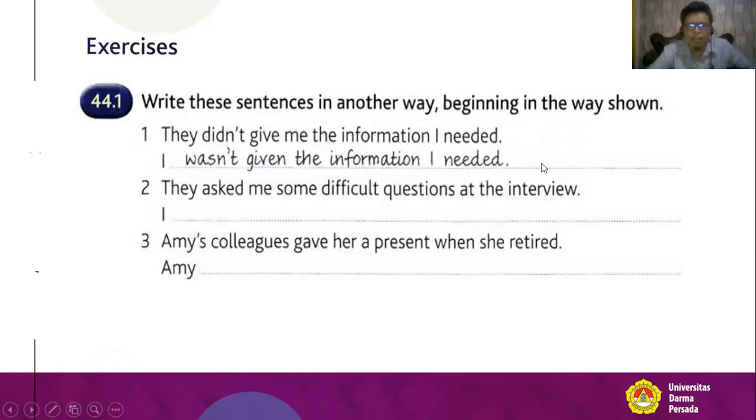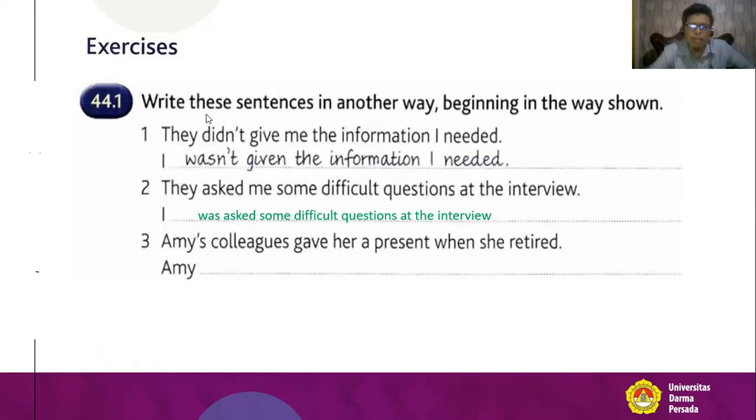Now let's see, how about this one? They asked me some difficult questions. So you start with me, that is I, and then the passive is was. So I was asked some difficult questions at the interview. Let's see, is that correct? I was asked some difficult questions at the interview.